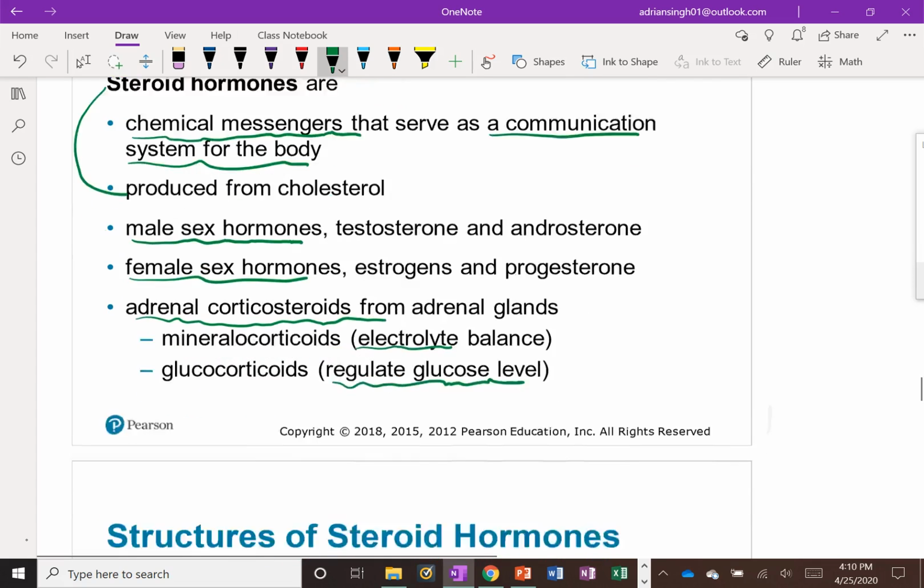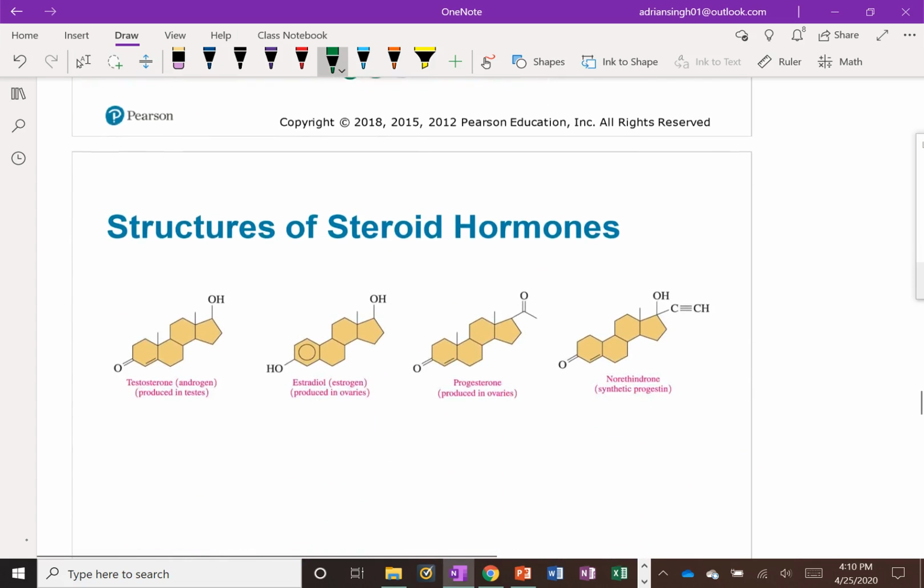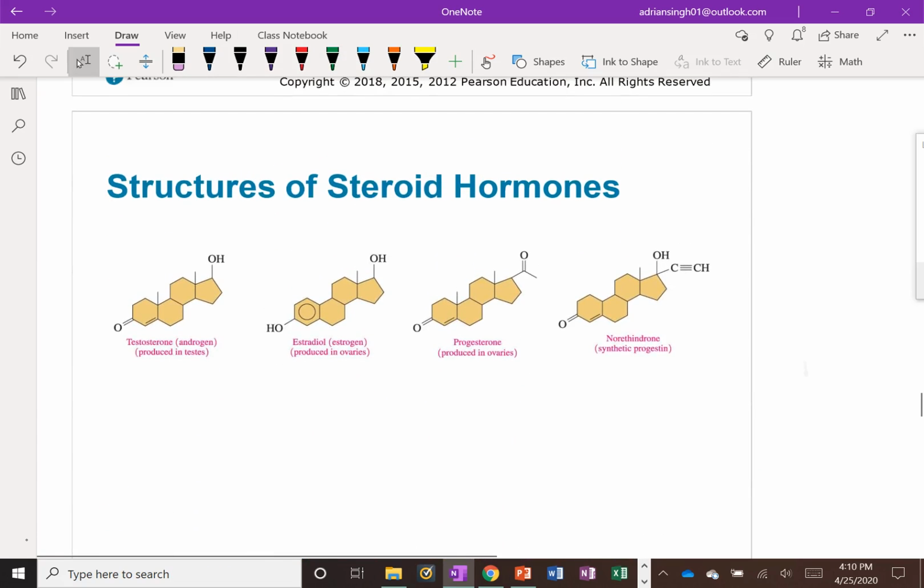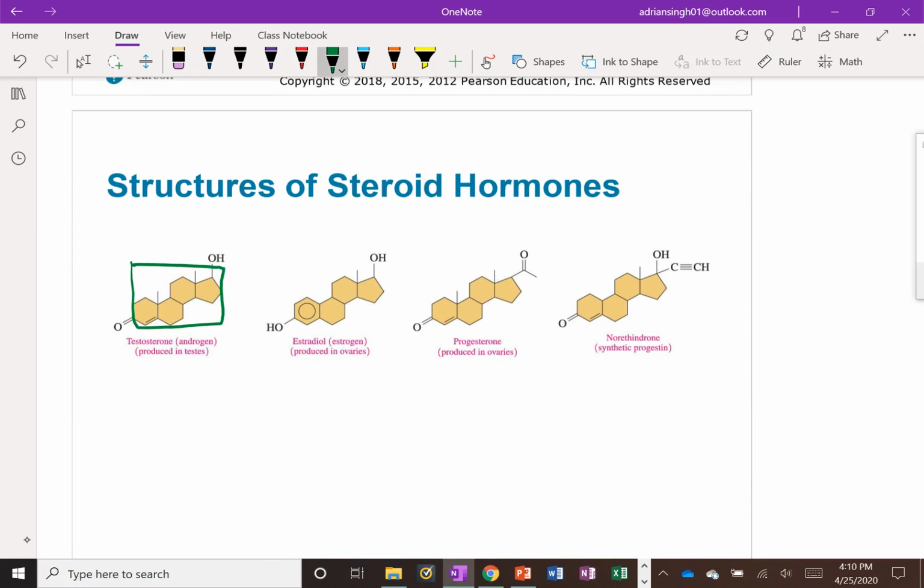All right, so we'll take a quick look at some of these. And again, when you look at their structures, you'll see that they all share something in common, and that's their steroid nucleus. All of these are going to look really similar to one another. What makes them different is just tweaking different regions of the molecules.